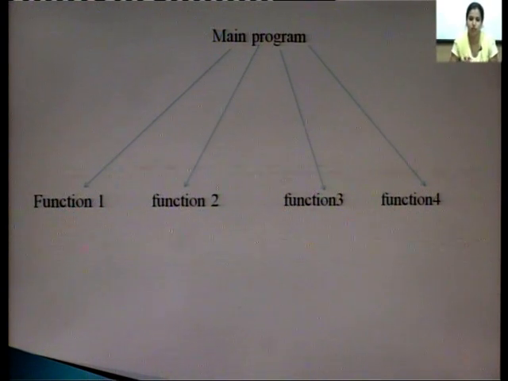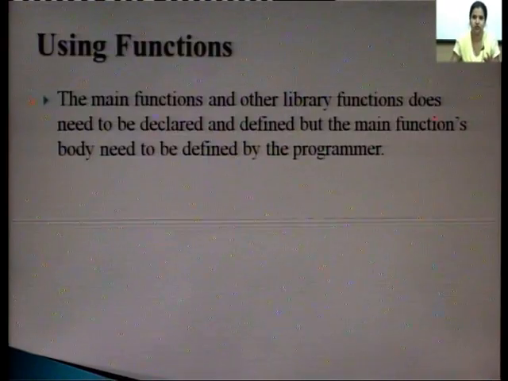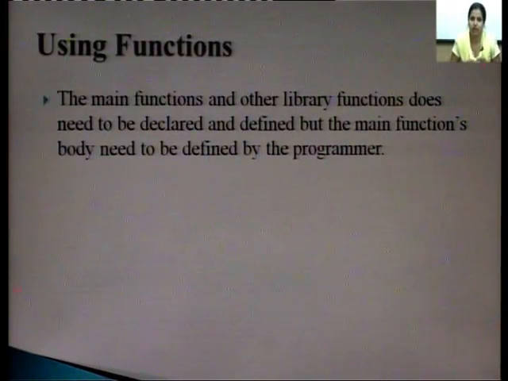Function 1, function 2, function 3, function 4. These four functions work their own function individually and return back their result to the main program. Now main functions and the other library functions do not need to be declared and defined, but the main function body needs to be defined by the programmer.